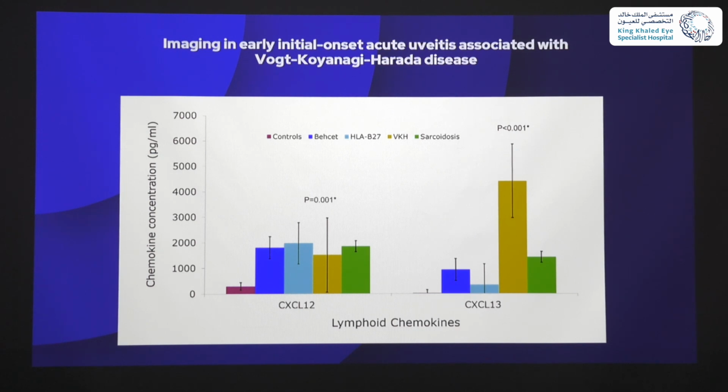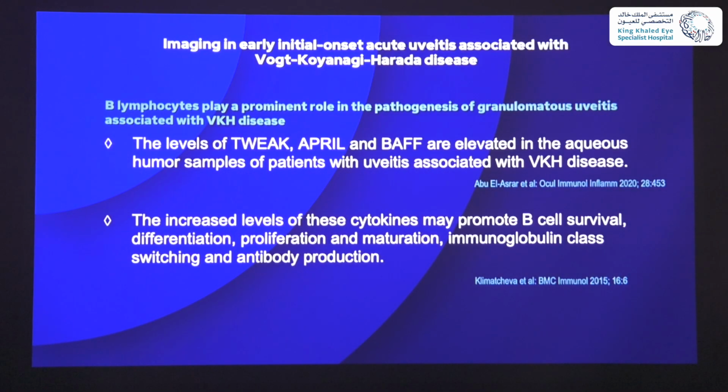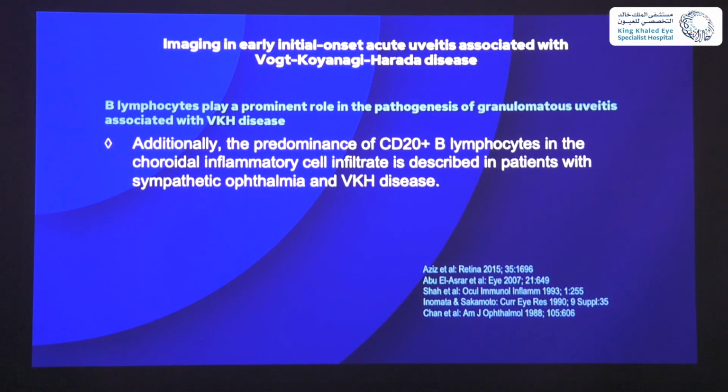So this is a graph from one of the studies. We looked at what's called lymphoid chemokines. CXCL12 showed no difference between the 4 diseases, but CXCL13 was significantly highest among patients with VKH disease. Then we also looked at other cytokines, TWEAK, APRIL, and BAFF, which were also elevated in the aqueous humor of patients with VKH disease. These 3 cytokines promote B-cell survival, differentiation, proliferation, maturation, immunoglobulin class switching, and antibody production. They also favor stimulating B cells.